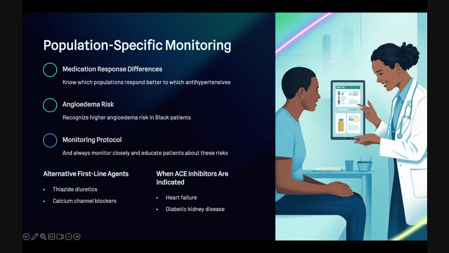Medication response differences: know which populations respond better to which antihypertensives. Recognize higher angioedema risk in Black patients. Always monitor closely and educate patients about these risks. Alternative first line agents might be thiazide diuretics and calcium channel blockers. And ACE inhibitors might be indicated in heart failure or diabetic kidney disease.